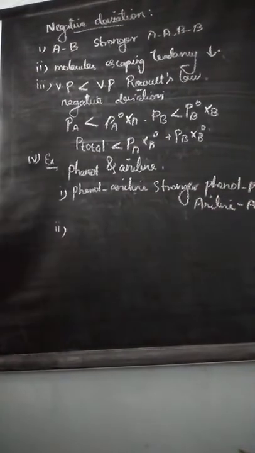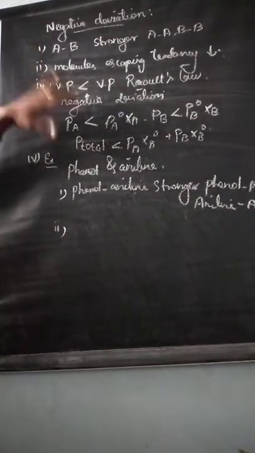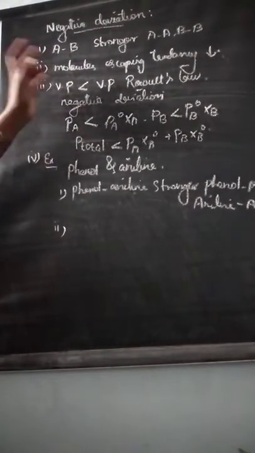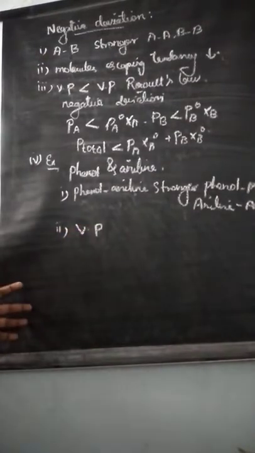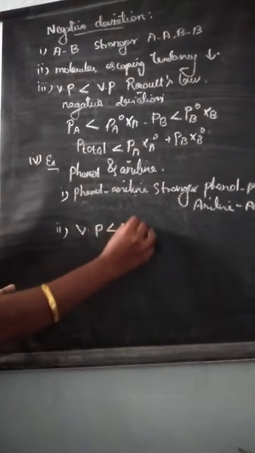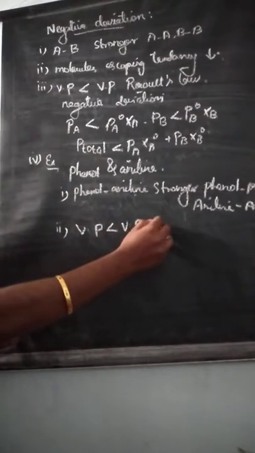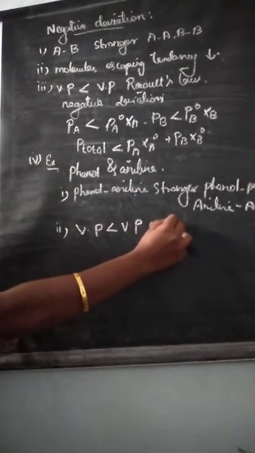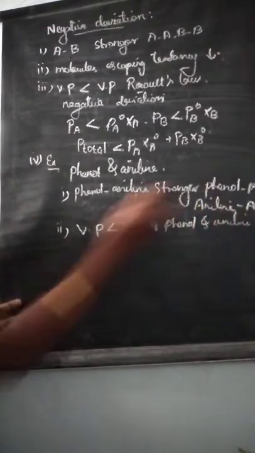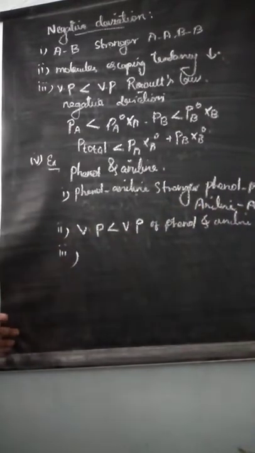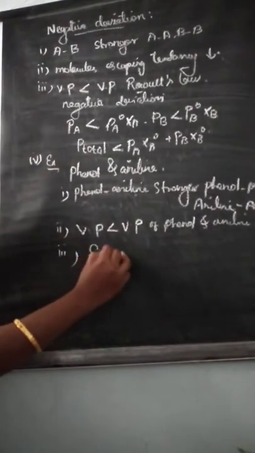Then the second point, the molecules' escaping tendency is lower. As a result, the vapor pressure of the solution is less than the vapor pressure of A and B. Understand? Then the third point, from this we can tell the process is exothermic.